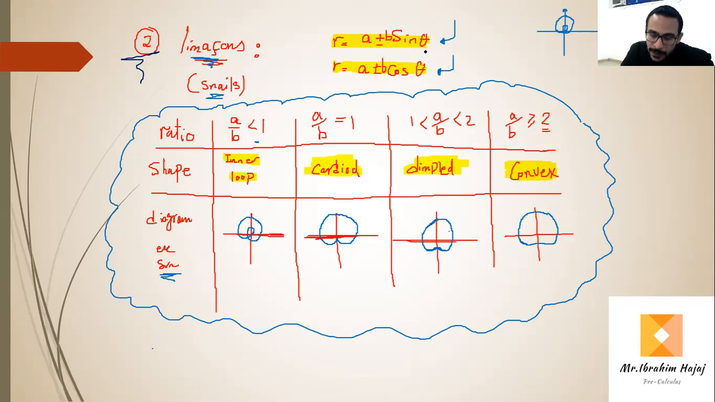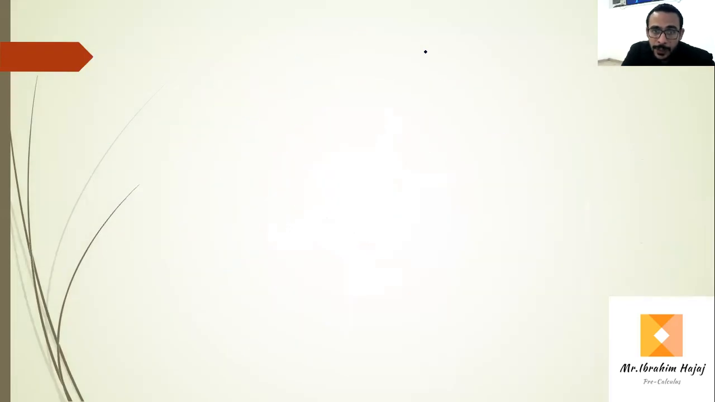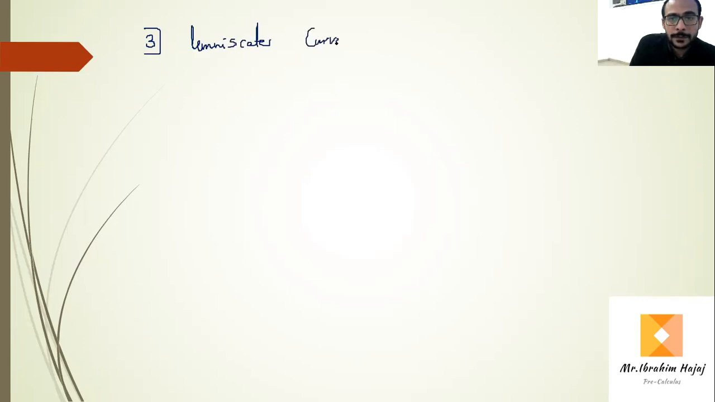Okay, and yesterday we studied the rose curves, right? We still have one more case, which is the infinite graph, or we name it what? Lemniscate. So we can name it here case 3, which is lemniscate curves.